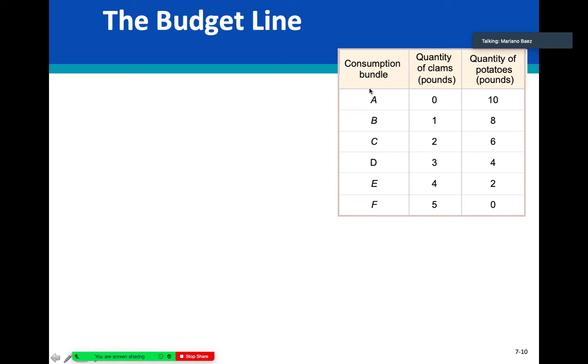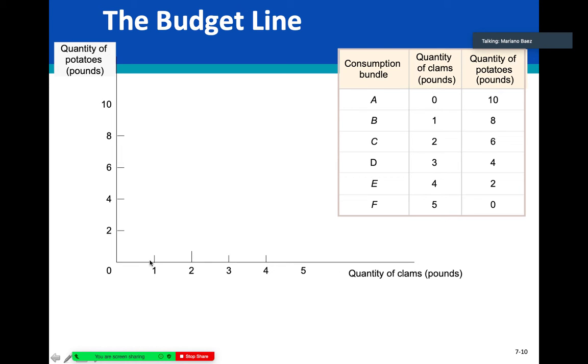We have consumption bundle A, which is no clams, all of the potatoes. How much are the potatoes? $2. So $2 times 10 is 20, and we spend all of our money on potatoes. Combination B is we buy 1 clam, which is $4, and then we buy 8 potatoes at $2. $2 times 8 is 16, plus $4, that's 20. It exhausts our budget. All of the bundles can be purchased with $20. And we buy all of the clams at $4 each, that's $20, and we buy no potatoes.